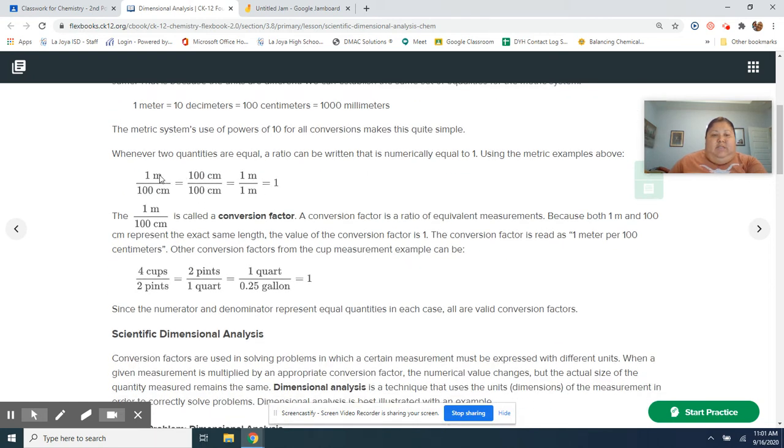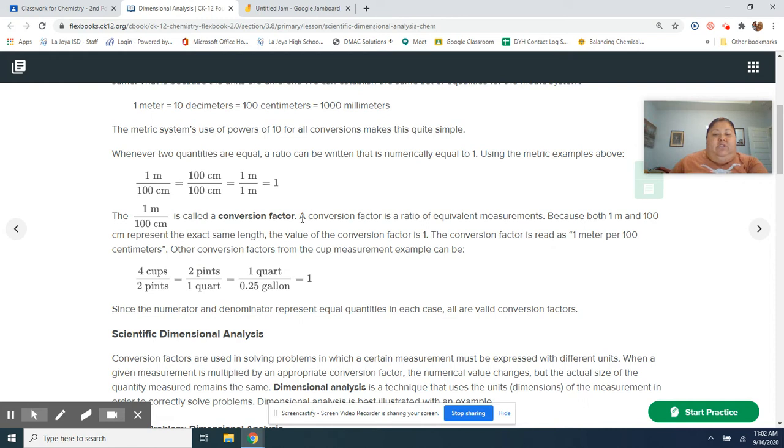Okay, and here's an example of ratios that use this metric system. Okay, if for some reason you're trying to convert meters to centimeters, both of these are the same length. If you measure 100 centimeters and 1 meter, it's going to be the exact same length. Okay, so 100 centimeters will equal 100 centimeters, 1 meter will equal 1 meter, and all of these fractions all equal to 1. Okay, this fraction is what you call a conversion factor.